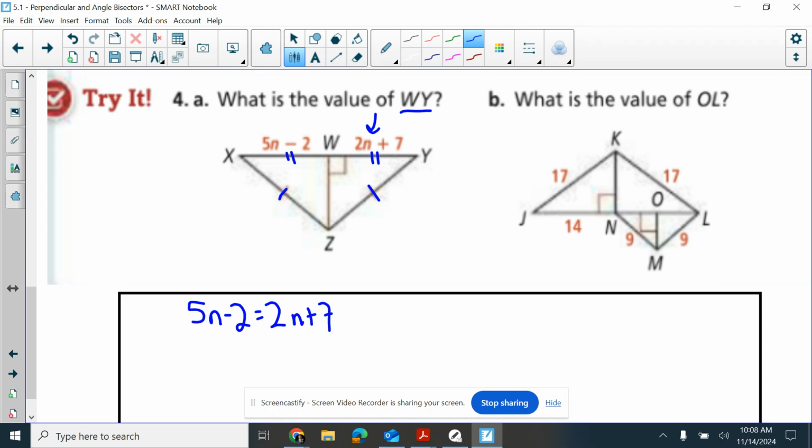What's the value of OL? So first I notice that these are congruent. If those are congruent, then this is going to be congruent to that whole side. So if the left side's 14, the whole right side is 14. And then if I look at the small triangle, I notice that both sides are 9. So if both of those are the same, then these little sides are going to be the same. If the whole thing's 14, each piece would be 7. So OL would be 7. So we were just applying the perpendicular bisector theorem twice for that problem.